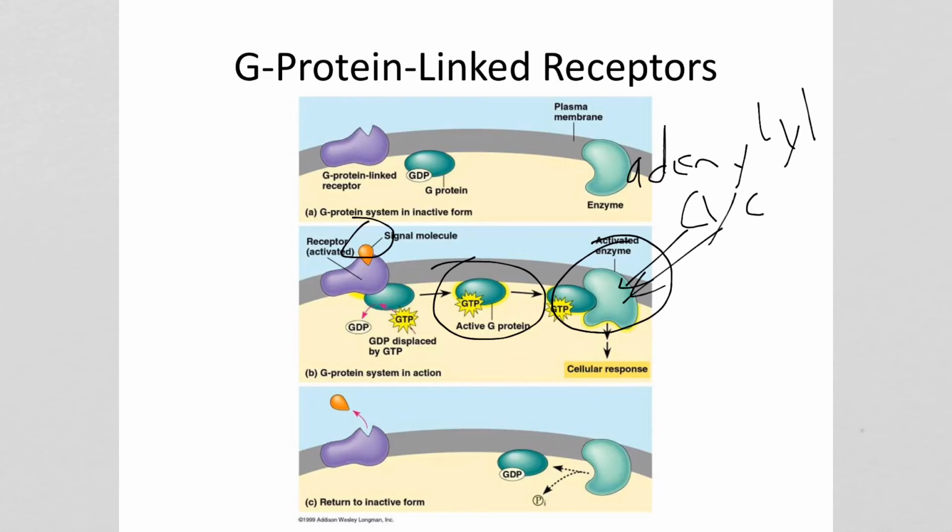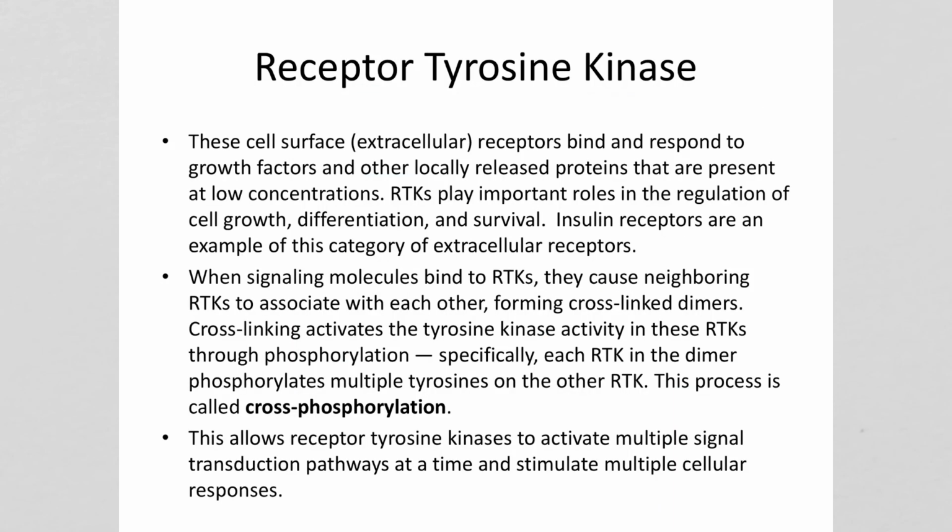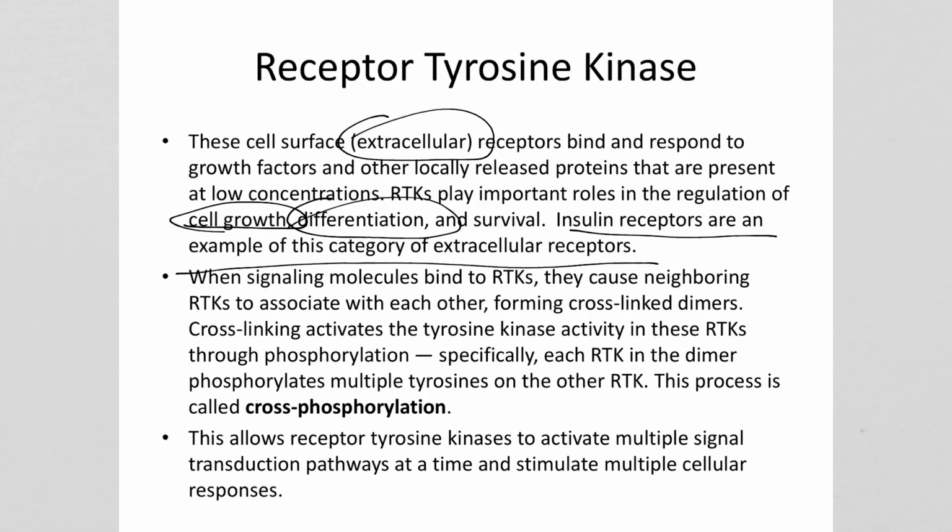Adenylyl cyclase. And this enzyme will take in ATP and convert that ATP to cAMP, the secondary messenger. Another type of receptor is called the receptor tyrosine kinase, or RTK. These receptors are also extracellular. They respond to signals like growth factors and other locally released proteins. They play an important role in the regulation of cell growth. That's probably the most important area. Cell differentiation and survival. Insulin receptors are an example of this type of receptor, an RTK.